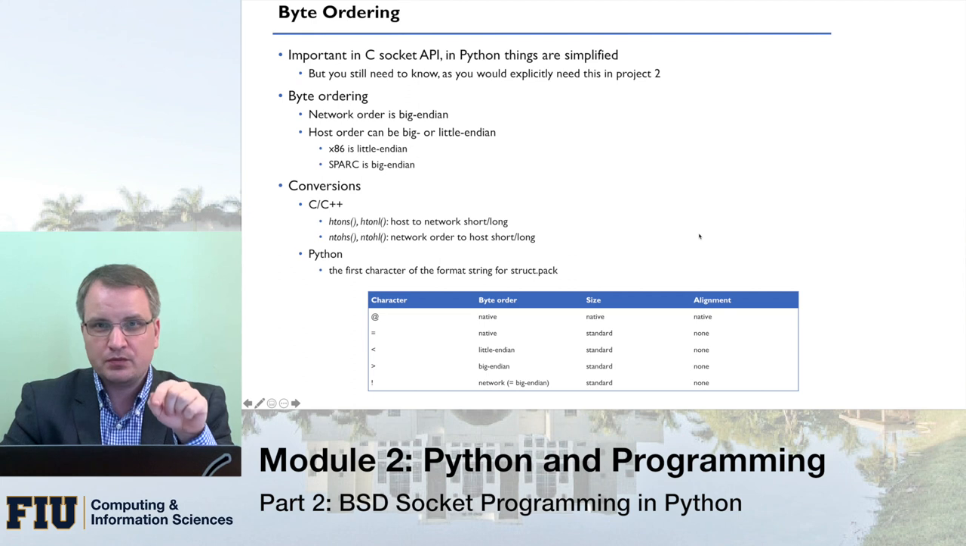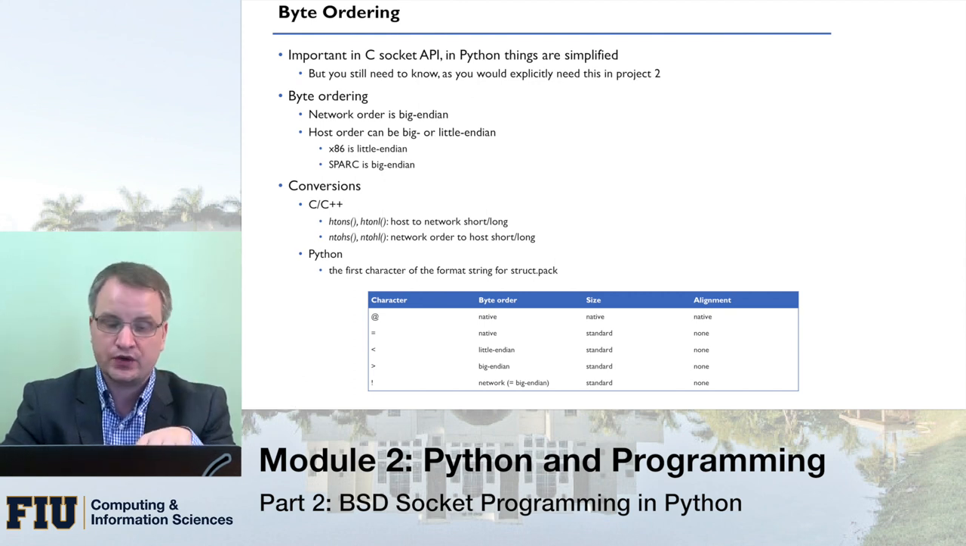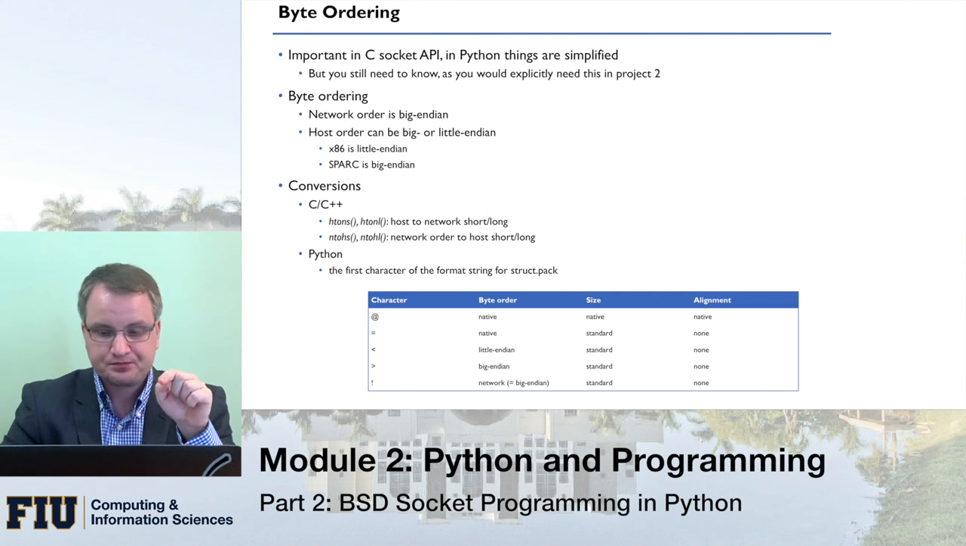For Python, you will play quite a bit with the so-called struct pack operation, and that one will be doing that for you. But you still need to effectively indicate that you want data to be encoded in a specific network order. So you need to specify the first character of the format string as an exclamation mark.